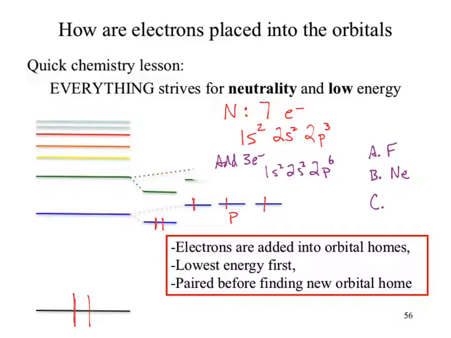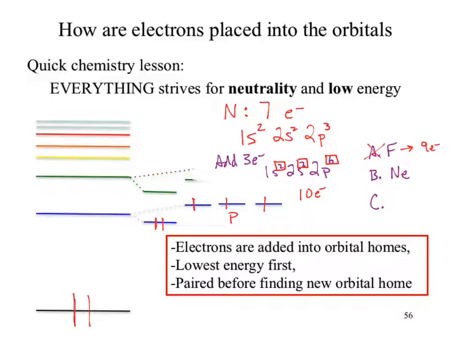Fluorine. How many electrons does fluorine have? 9. The subscripts are a number of electrons. If we add up 2 plus 2 plus 6, how many electrons do we have? 10. We have 10 electrons. If fluorine only has 9 electrons, is fluorine correct? No. So fluorine's wrong. What's that? We'll talk about that in a second, but we aren't there yet.